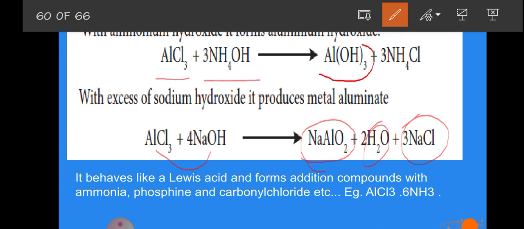aluminum hydroxide. So aluminum hydroxide as well as ammonium chloride. So you can see here, there will be 3 nitrogen and 12 hydrogen, right? So 3 chlorine. So you can see here only one aluminum hydroxide will be 3. So in the 3 hydroxide joined here, right?